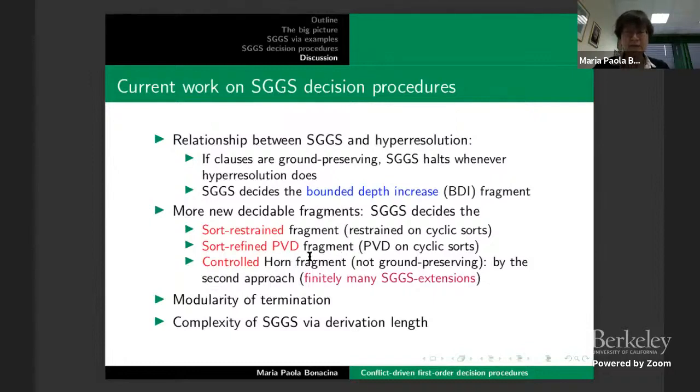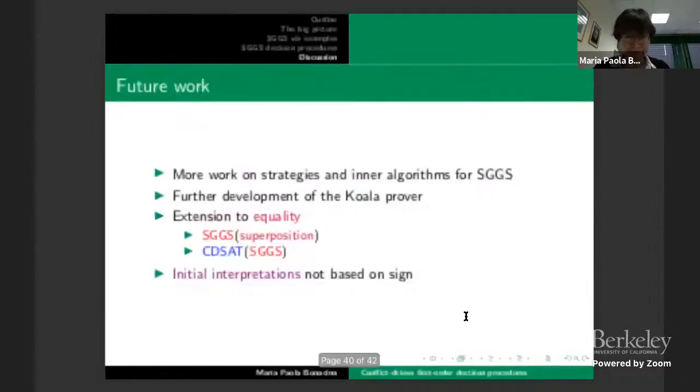Similarly, the sort refined PVD fragment, which imposes the PVD condition, positive variable dominated, only on literals in the cyclic sorts. And then the controlled fragment, which is not ground preserving, which is shown decidable, however, only in the Horn case, by using the second approach to decidability that I outlined earlier, namely showing that there are only finitely many SDGs extensions. Then we are also studying modularity of termination and complexity in terms of derivation length.